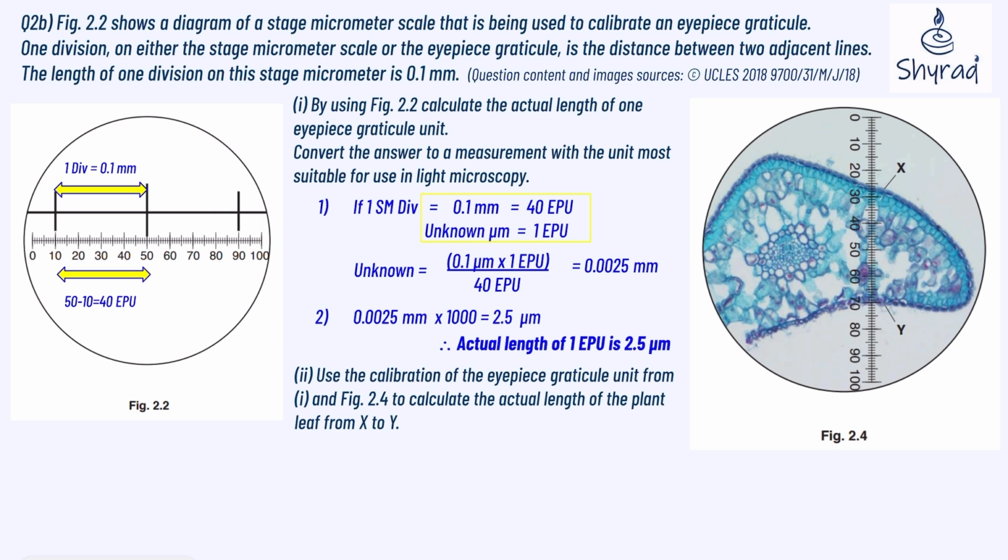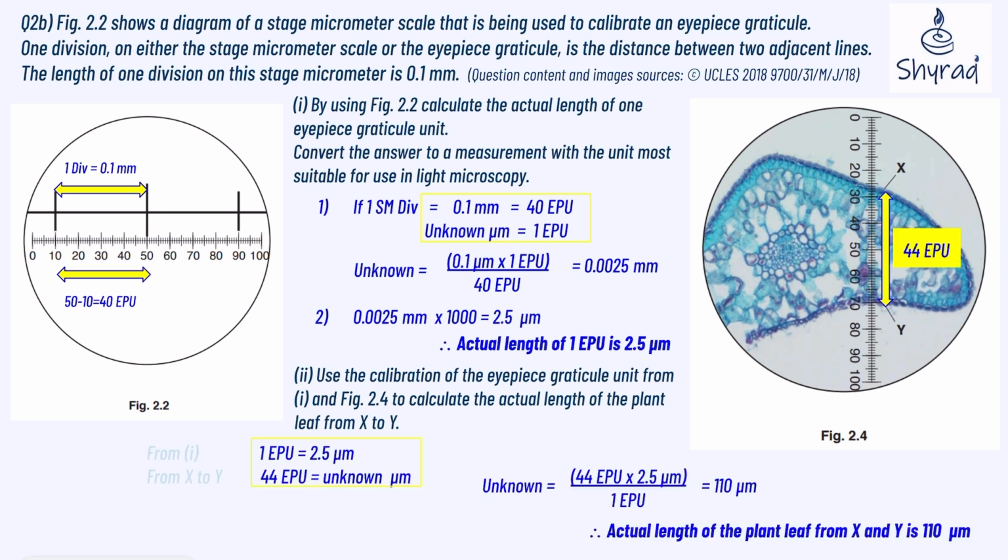Part 2. Use the calibration of the eyepiece graticule unit from Part 1 and Figure 2.4 to calculate the actual length of the plant leaf from X to Y. From the figure, we can see that the distance from X to Y equals 45 eyepiece unit divisions. So if one eyepiece unit equals 2.5 micrometers, then 44 eyepiece units are unknown.